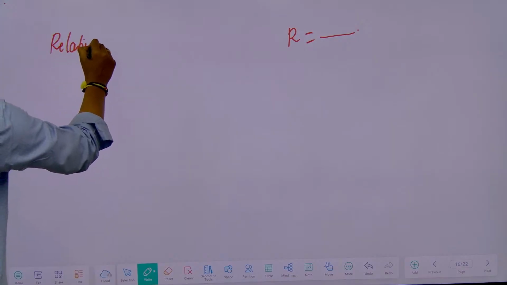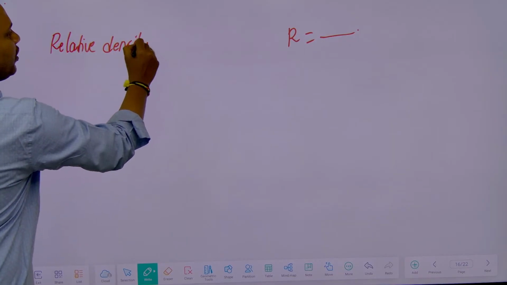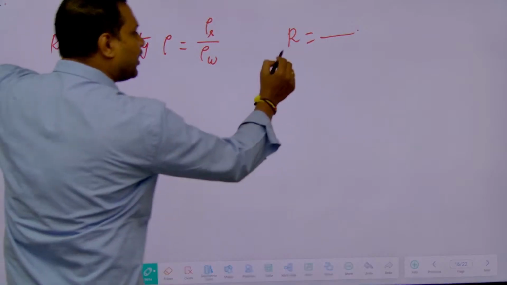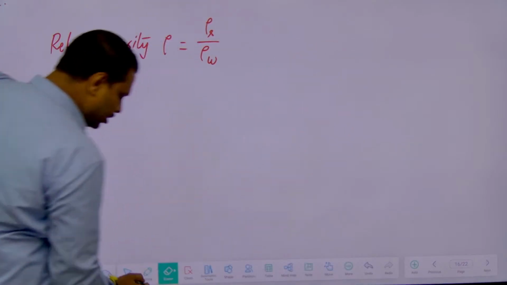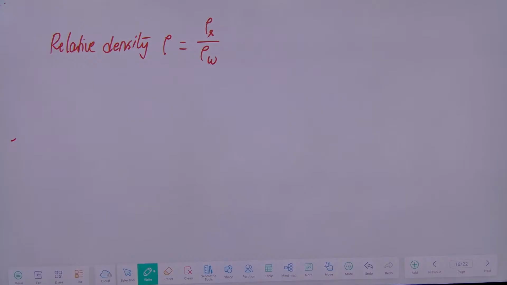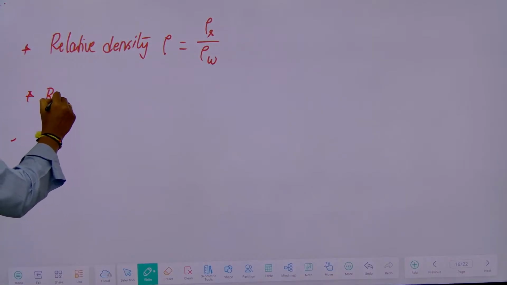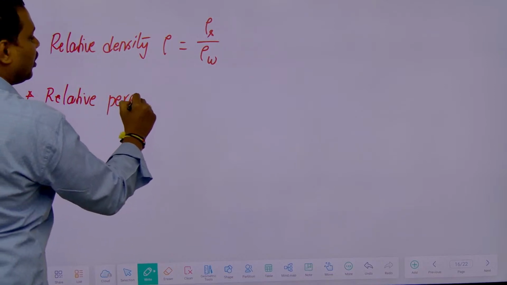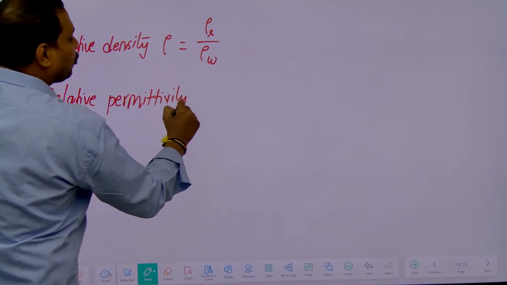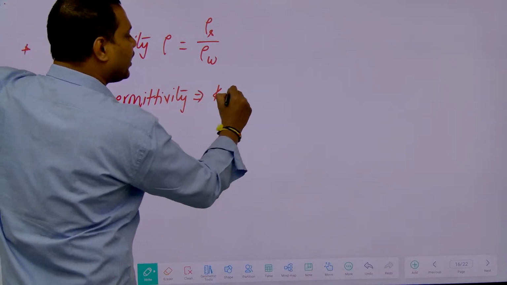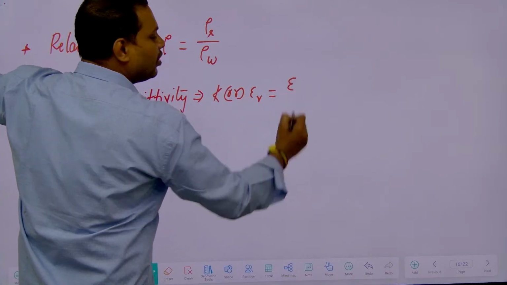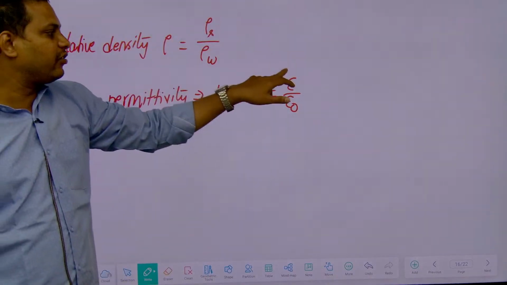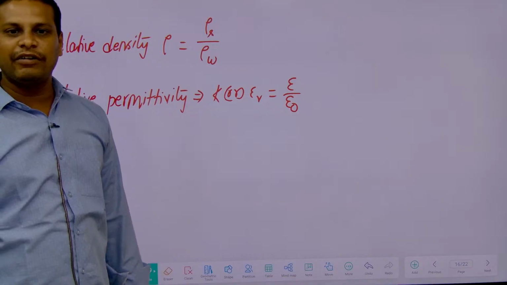What is relative density? Relative density is taken as density of substance by density of water. For this we don't have a dimensional formula, and we don't have a unit also. Next, relative permittivity. Relative permittivity means K, or you can write it as epsilon r, which is taken as epsilon by epsilon naught, where epsilon is the permittivity of the medium and epsilon naught is the permittivity of free space.